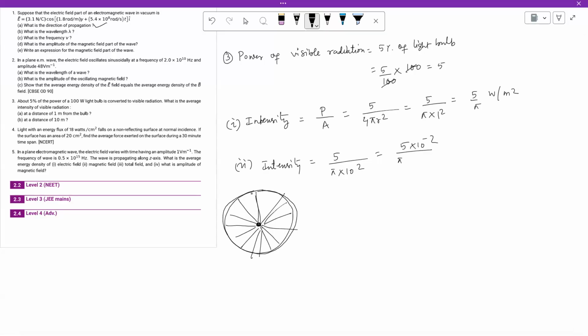And what is the area of the sphere? That is 4 pi r square. So this is 4 pi. Yeah, so please correct that. Please correct this.